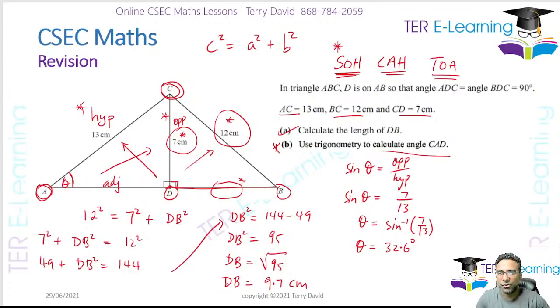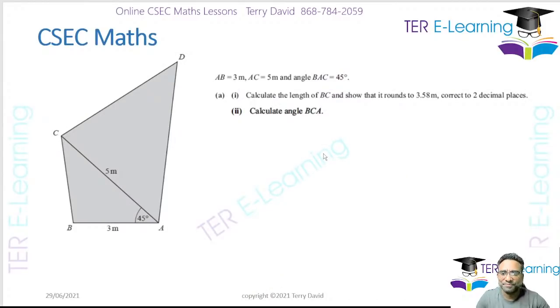All right, so that's just one question here. I have a next one. So this one here, we have two triangles joined together, and here's what I want. They told us that AB is 3 meters, that's this length here. They told us that AC is 5 meters, that's this length here. And they gave us an angle of 45 degrees, right?